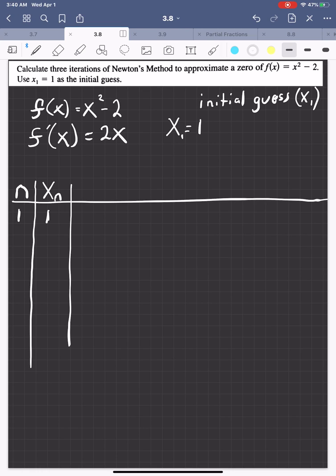The next column is going to be f of x sub n. Since I'm only going to do one of these, I just want to make sure you understand that that means in this case, we're going to plug 1 into the original function. So if you plug 1 in for your original function, you would have 1 squared minus 2, which is equal to negative 1.